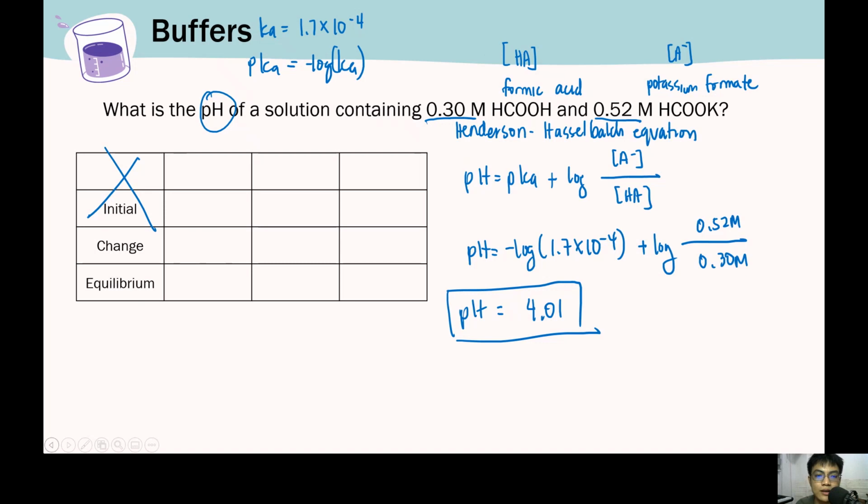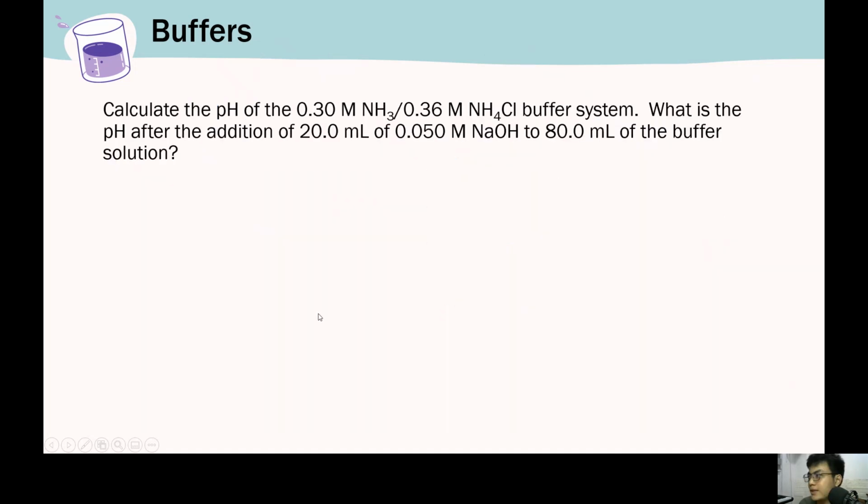Okay, so ganun lang kasimple. Next one. So this problem is quite tricky. Medyo tricky siya. Pero I think onti lang yung ganito sa quiz. No? So you don't really have to panic that much. Okay? Pero medyo tricky siya.